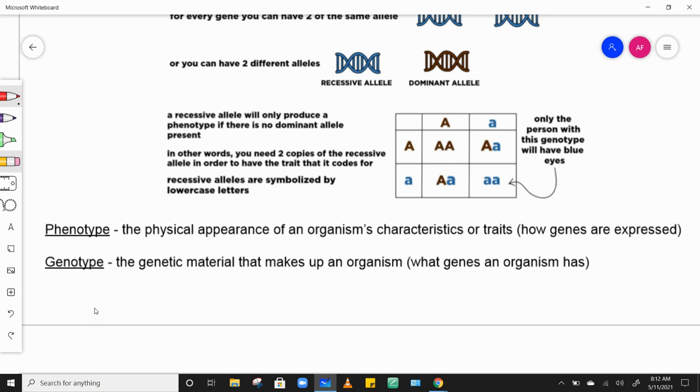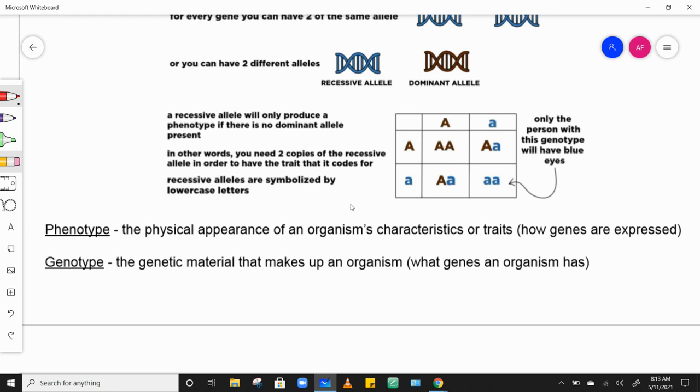The genotype is the actual genetic material, so what genes an organism has. The genotype is what is actually on your chromosome, what's actually in your DNA. So how is your DNA encoded? What gene do you have? The genotype. Kind of makes sense. I forget, pheno might mean something like look. So I don't know, but what you look like is phenotype. Genotype is what the gene tells you.